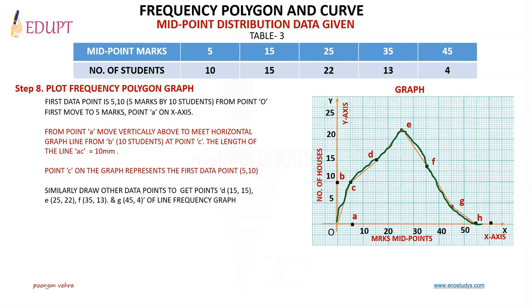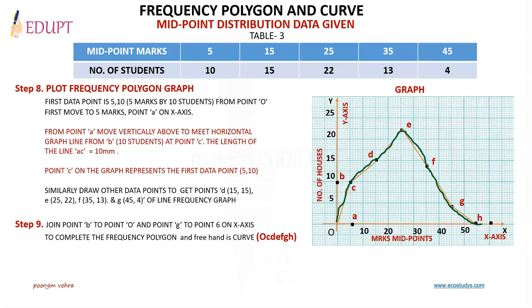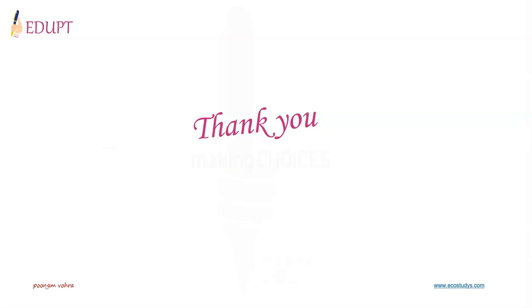So by joining all these points with straight line, one gets a frequency polygon. And here it is shown by a yellow curve. But when these points are joined freehand, which is shown by a green colored curve, then it is called frequency curve. And it is represented by points O, C, D, E, F, G, H. I hope these aspects are clear.